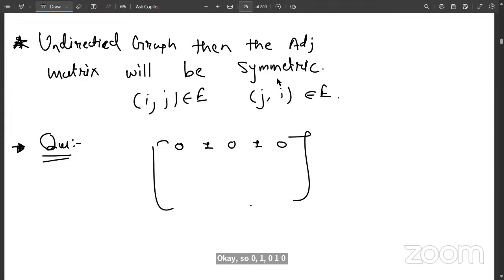Is there any doubt in the adjacency matrix, or can I skip this concept? I mean, it's very easy. You can skip this one. Skip, ma'am. Yes, ma'am. Skip.